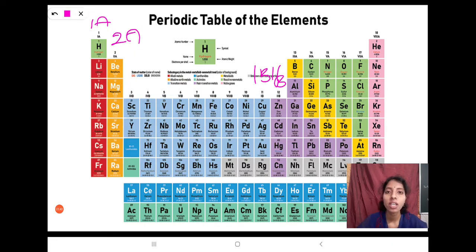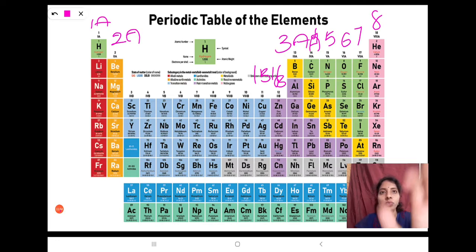So, let's finish the first A group. This is the 3rd A group and 4th A group, 5th A, 6th A, 7th A and 8th A. Right? So, all these are A groups. So, what is the valency of these groups?